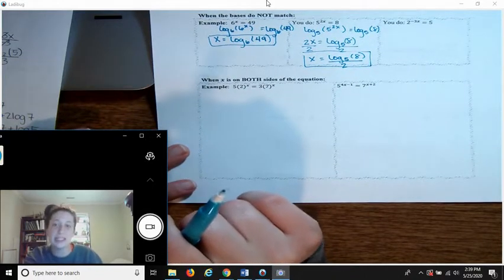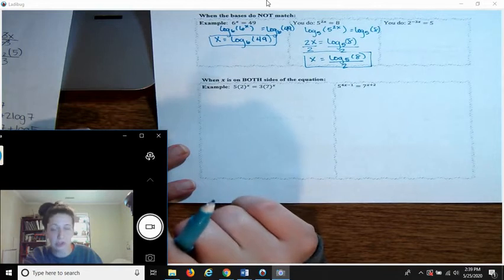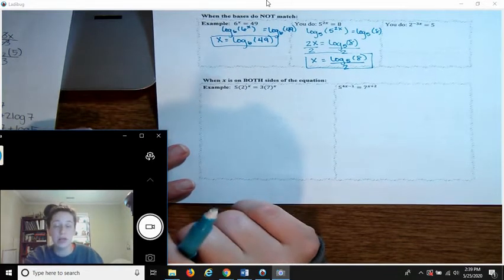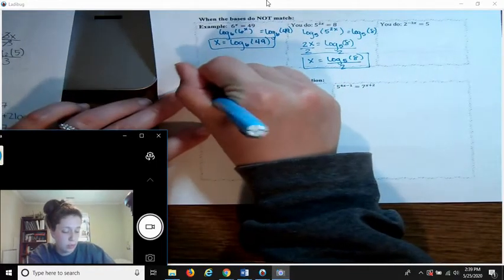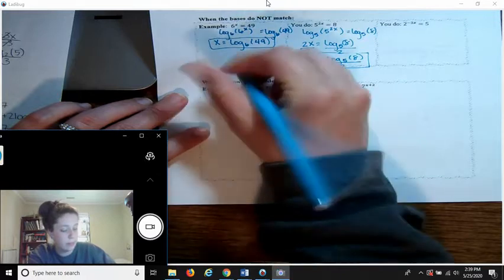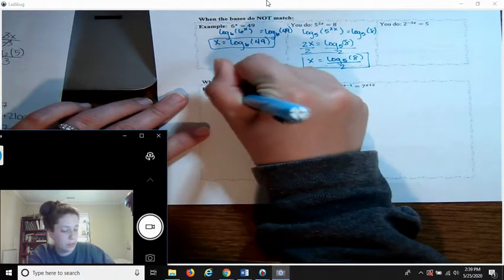So basically, it doesn't matter what base you choose. You just want to choose a logarithm to get the exponential function to go away. So I'm going to do log base 10 on both sides. You could do log base e. It doesn't matter. 5 times 2 to the x equals 3 times 7 to the x.